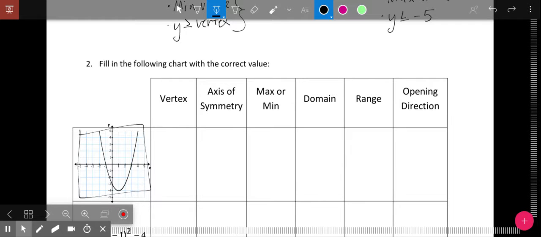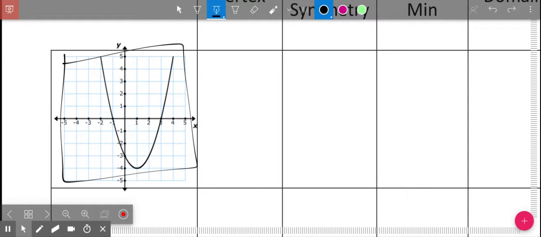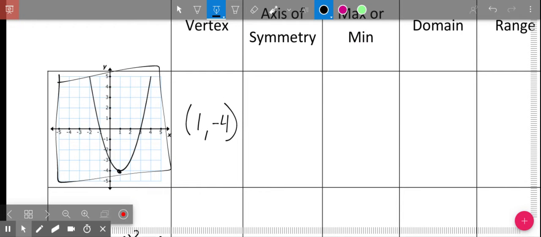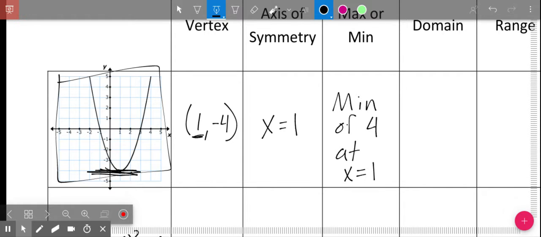All right, I hope you tried that one on your own. If you look at this, the vertex is 1, -4. That vertex right there tells us all this information. We know the axis of symmetry is just the x value, so x is equal to 1. The vertex is at the very bottom of the graph, so we know it's a minimum of, well, it hit the y-axis at the -4, so min of -4 at x is equal to 1. The domain is still all real numbers.